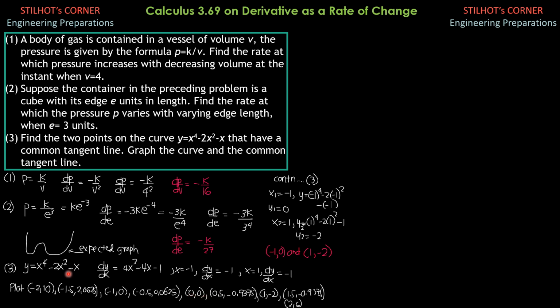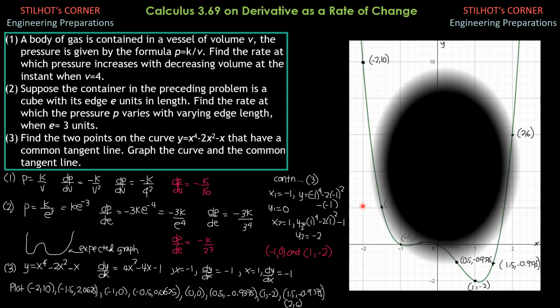Then when x is positive 0.5, we have -0.9375. When x is 1, y is -2. When x is 1.5, y is -0.9375. When x is 2, you just evaluate y, so y is 6. So let's plot these points and show it on this graph here.